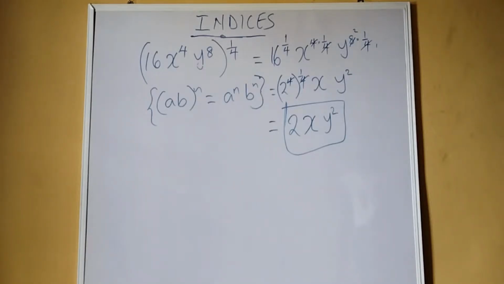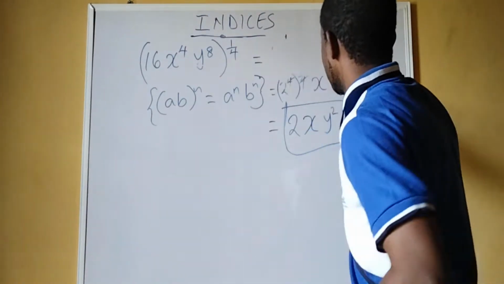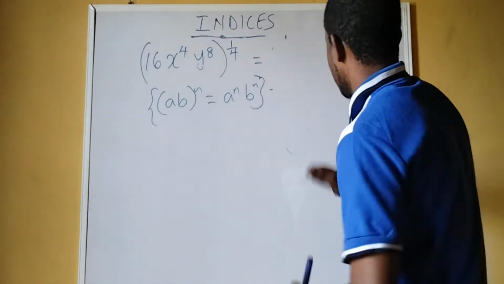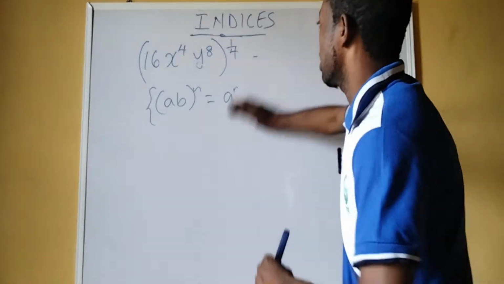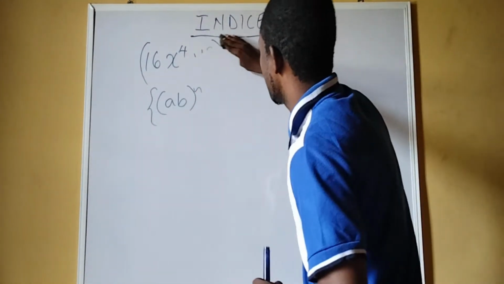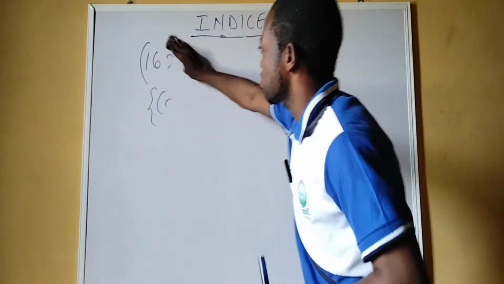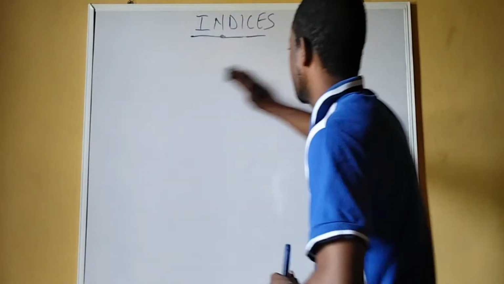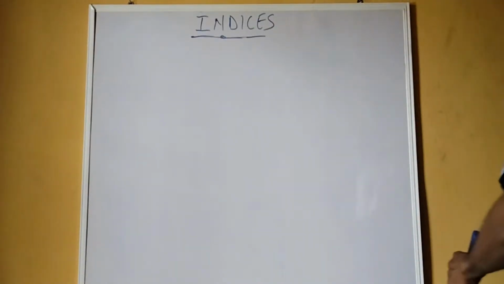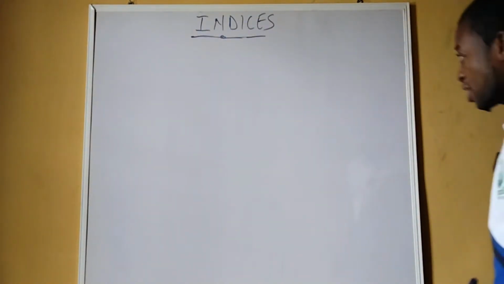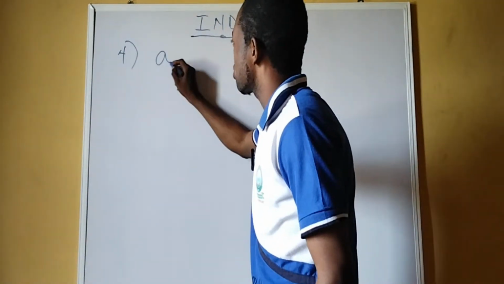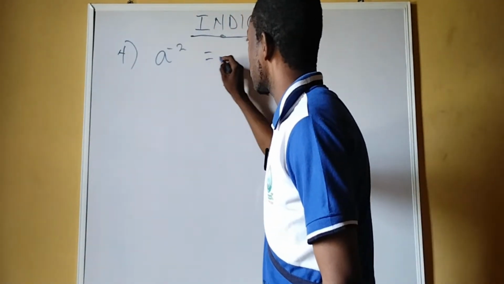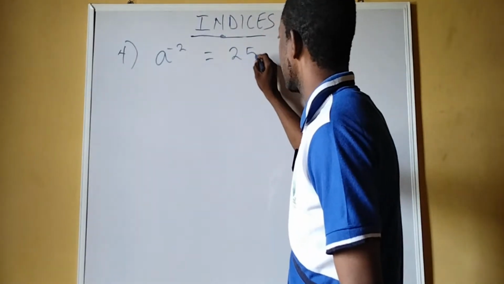Okay? Now, let's look at the next one here, which also serves as the number 4. So we are going to go up to number 10, so ensure you watch to the end. We have some interesting questions here that you will not like to miss. Okay, now number 4. Let's have a raised to power minus 2 equals 25.